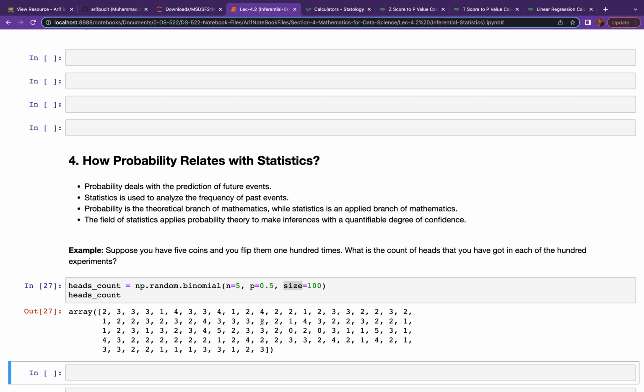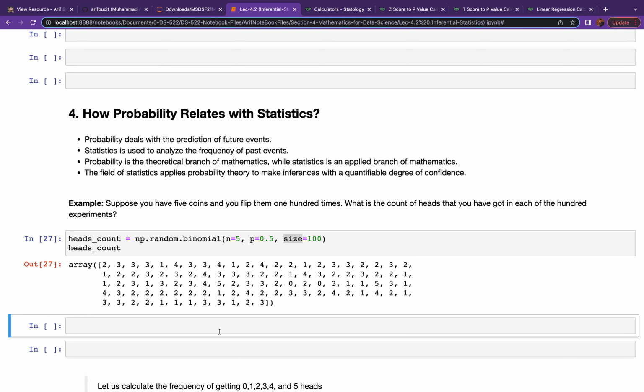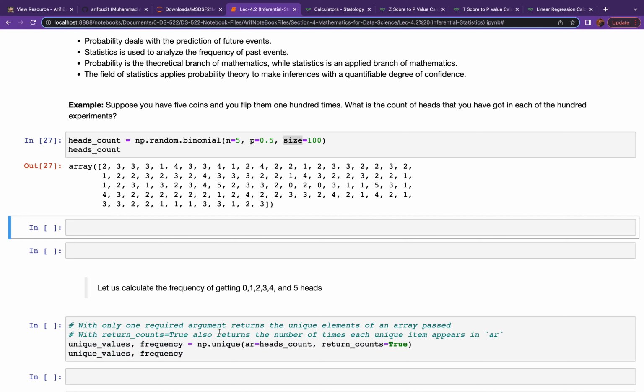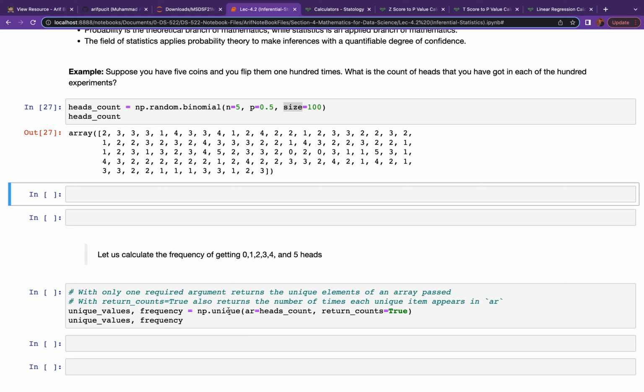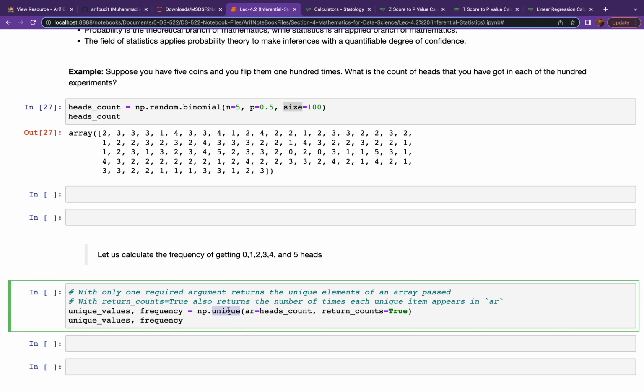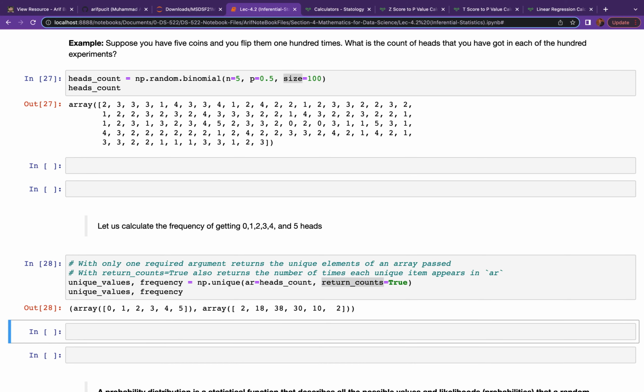So we have a very small number of zeros, 0 heads, and of course very few 5 heads. Okay, so let us calculate the frequency of getting 0, 1, 2, 3, 4, and 5 heads. For this we can use the unique method of NumPy by passing it the array head counts. If we want the frequency of each unique value of head counts, we need to set the return_counts argument to true. Let me execute the code of this cell.